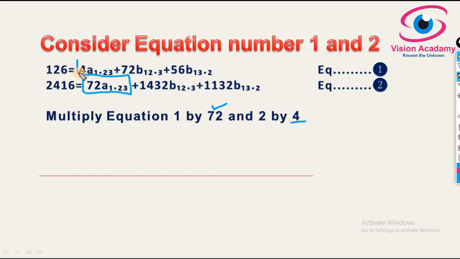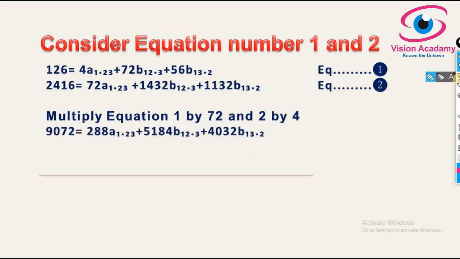Here the second equation's value is 4, so the second equation will be multiplied by 4 and the first equation by 72. Why are we doing this? When we multiply 72 into 4 we get some value, and when we multiply 4 into 72 we get the same value, so we can cancel it and deal with the other two values. That is the logic here. So I have multiplied the first equation.